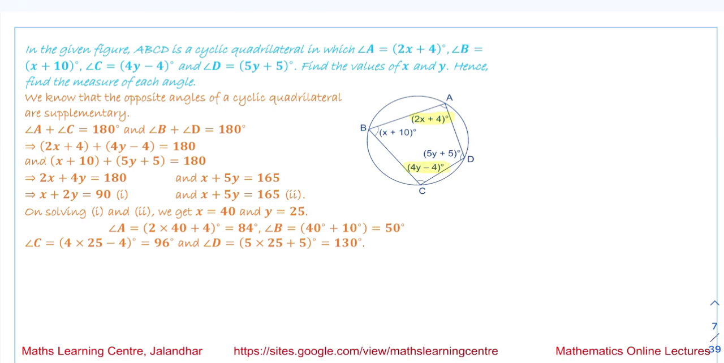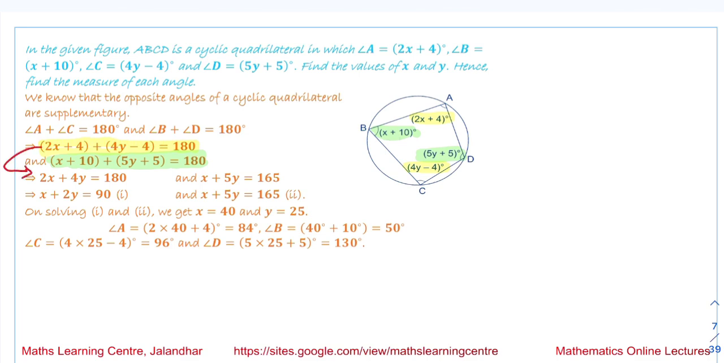So the sum of both these angles, 2x plus 4 plus 4y minus 4, is 180 degrees. Similarly, this angle at B is x plus 10 degrees, and this angle at D is 5y plus 5 degrees. These are the two angles we are talking about. The sum of both these angles is 180 degrees. So we get these two equations.